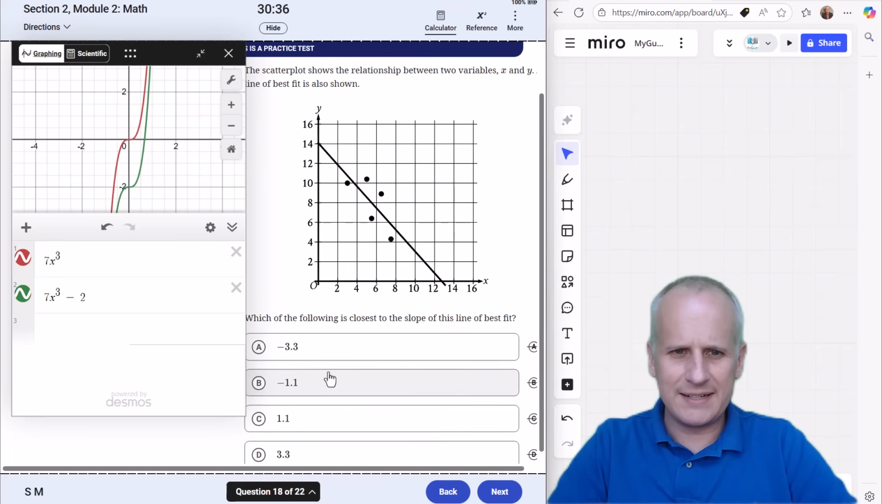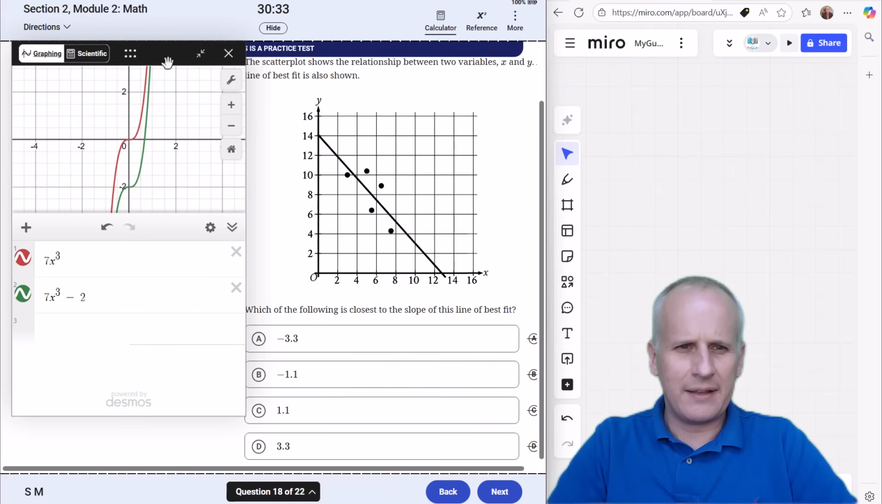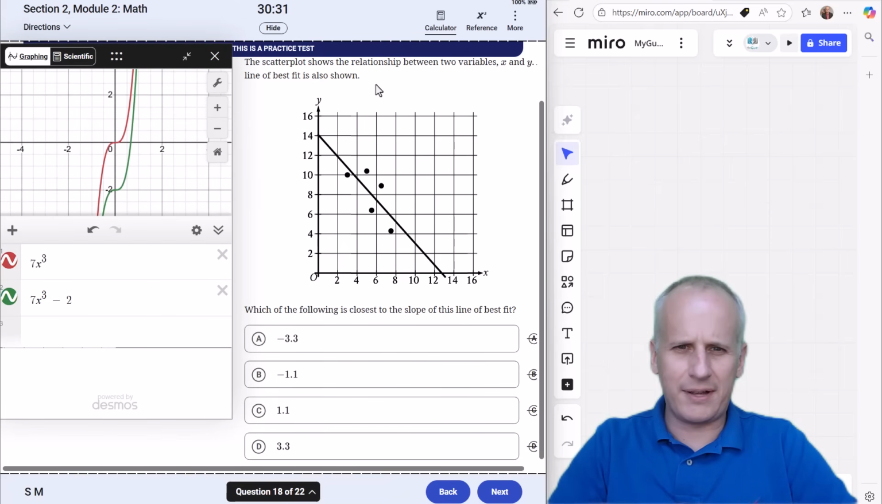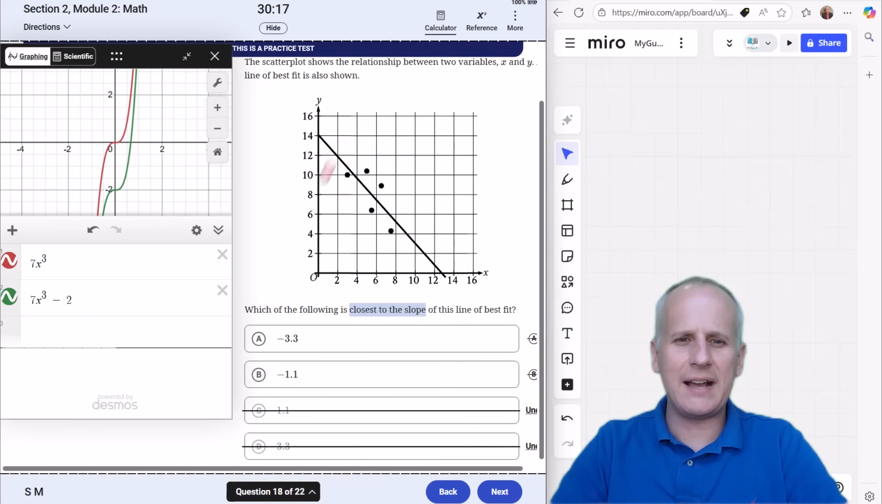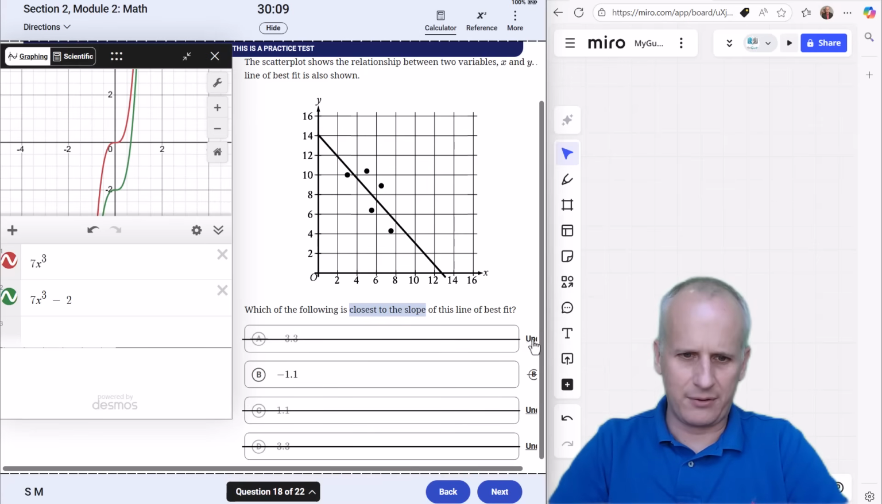So this next problem here has a scatter plot showing the relationship between 2 variables, x and y, and we've got the line of best fit. So we're trying to figure out what the closest slope is here. Well, it has to be negative, so we can't have either of the positive options, and I should see that it's basically going down 2 and over 2. Down 2, over 2, not quite, but pretty close, and it's not going to be minus 3.3.